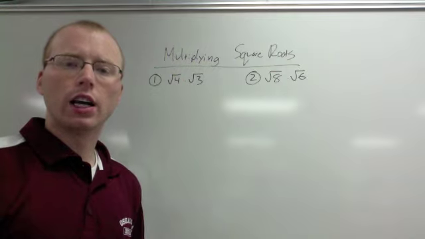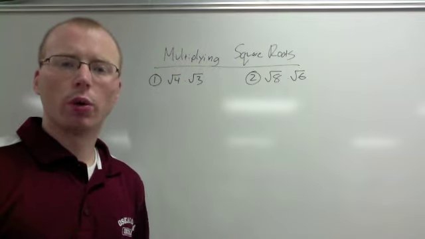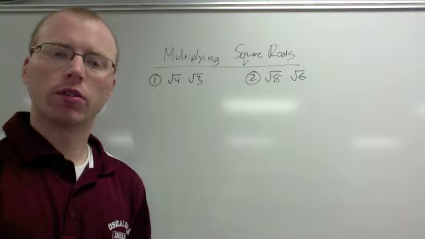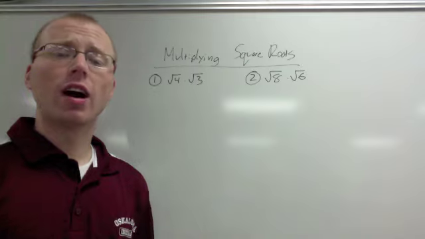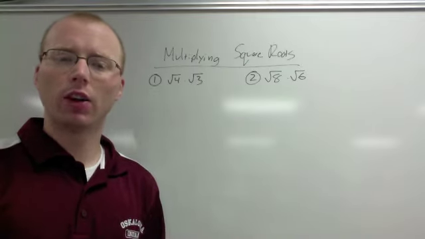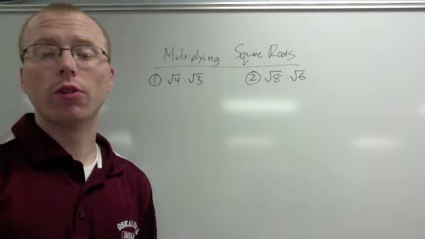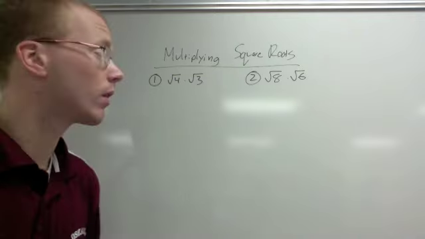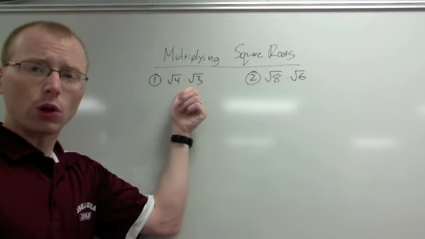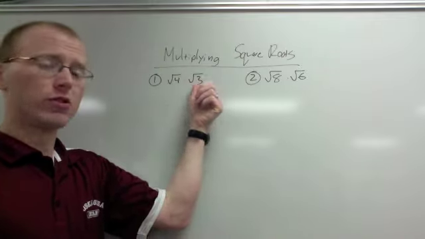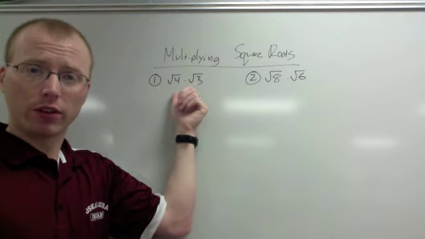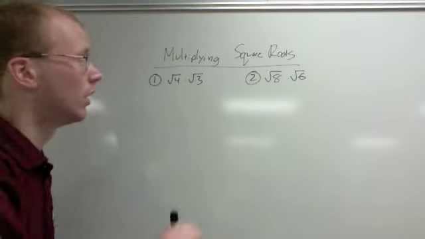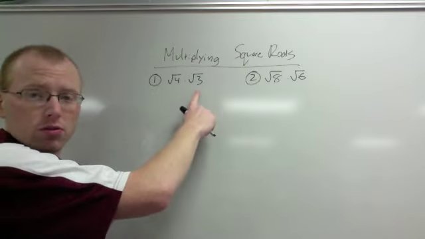The second thing we're going to talk about today is how to multiply square root numbers. So if I look at my question number 1, I had the square root of 4 times the square root of 3. Now when we added and subtracted, the numbers inside the radicals had to be the same. That does not have to be the case when we multiply. When we multiply, we're just going to multiply the numbers inside the square roots together and put that answer under your square root sign.